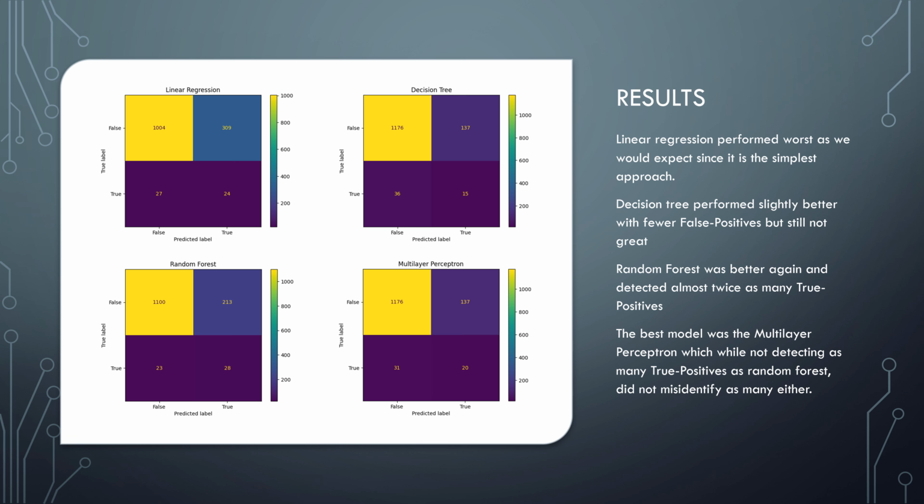Linear regression performed worst, as we'd expect, since it's the simplest approach. It correctly identified 1,028 and misidentified 336. Decision tree performed slightly better with fewer false positives, but still not great. Random forest was better again and detected almost twice as many true positives with a total of 28. And then the best model was multi-layer perceptron, which, while not detecting as many true positives as random forest, didn't misidentify as many either.